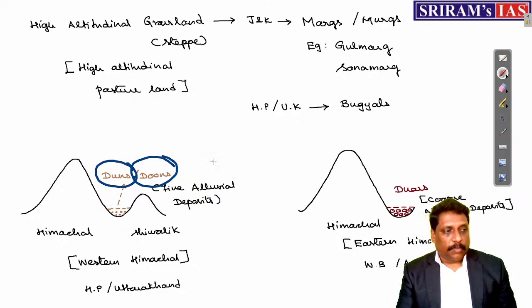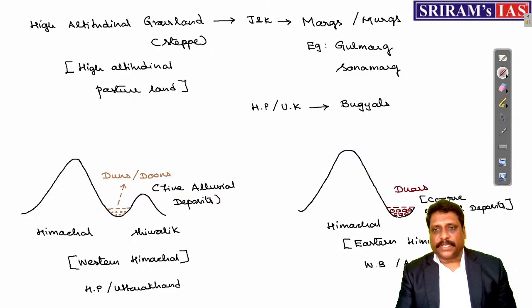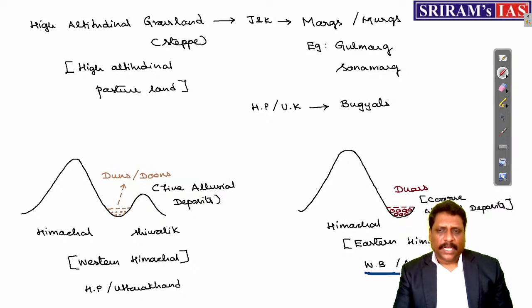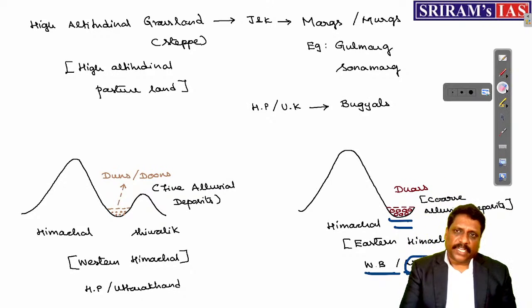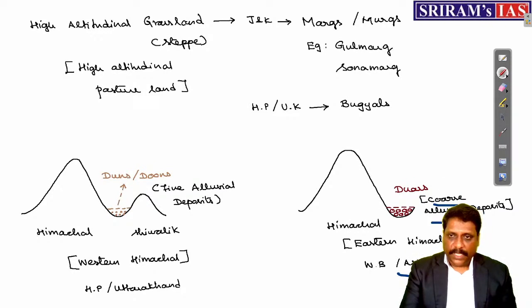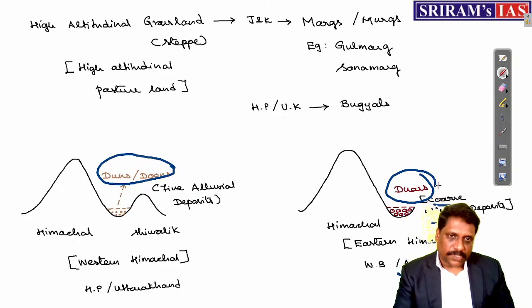On the other hand, if I talk about the Eastern Himachal region, that is, for example, the Piedmont locations somewhere in West Bengal and Assam. In Assam, we do not have this mountain, but the Piedmont location, the foothills of the mountain, is there in Assam, right? If I'm there in these Piedmont locations, you find coarse alluvial deposits. And these coarse alluvial deposits, you call them as what? Duars. So Western Himachal, what we have is dunes. Eastern Himachal, what you have is duars.